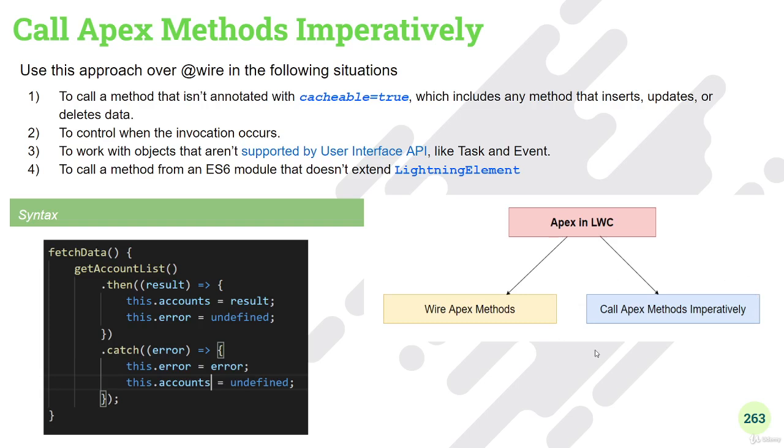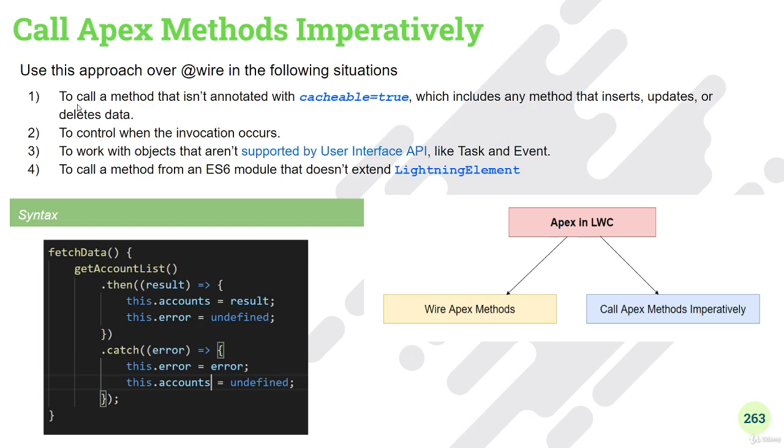But the question here is how we get to know when to use the wire service and when to use the method imperatively. There are a few points that you should keep in mind when you are writing the code for the imperative approach. The first point is whenever you want to call a method that isn't annotated with cacheable=true, which includes any method that does an insert, update or delete operation. At that time you go with the imperative approach.